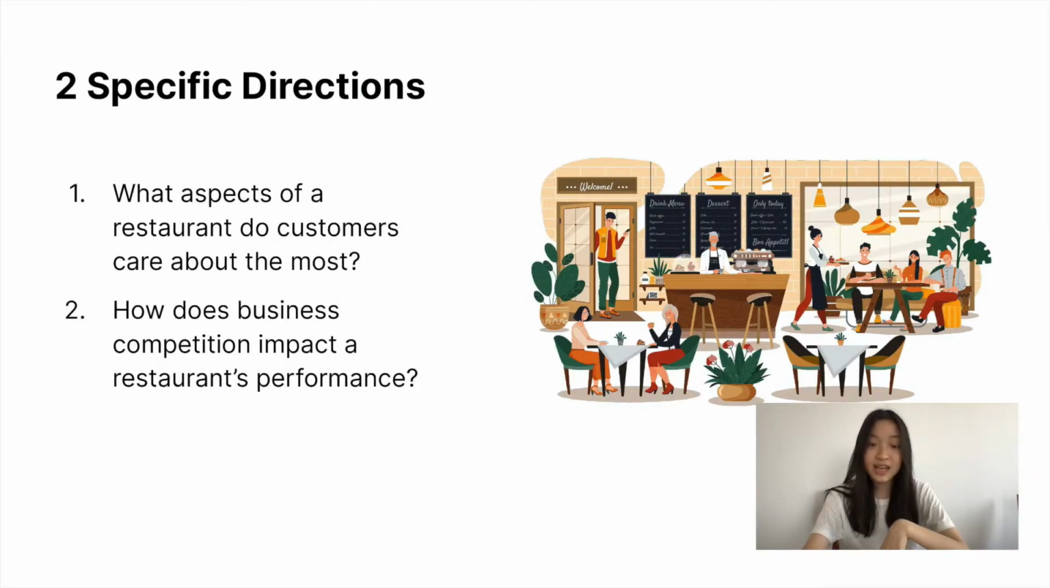And for analysis, we focus on two main directions. The first one is what aspects of a restaurant do customers care about the most? The second one is how does competition impact a restaurant's performance? And now we will go into the details of each direction.